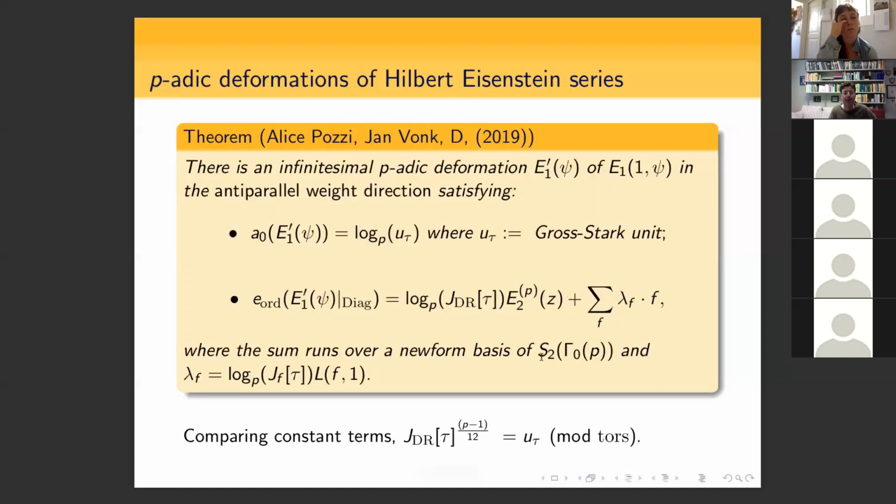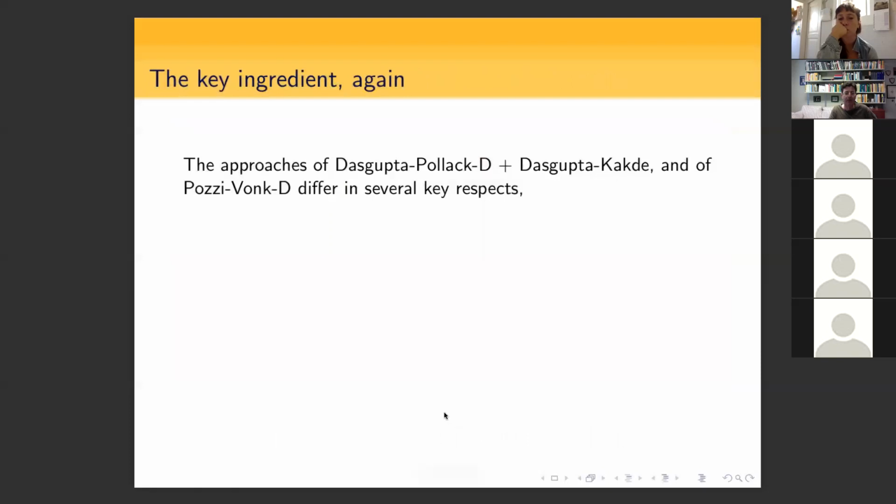And therefore, we can compare the constant terms of this Eisenstein series and its ordinary projection with diagonal restriction, and conclude that the value of the Dedekind-Rademacher J of tau, which is what you see here coming up in this expansion, has a logarithm equal to the logarithm of the unit u tau. Therefore we get this identity, at least up to torsion. Okay, so that gives you the algebraicity.